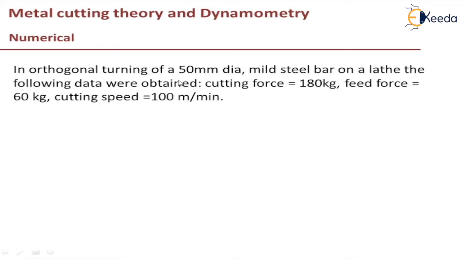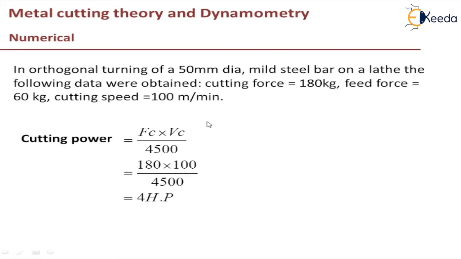In orthogonal turning of 50 mm diameter mild steel bar on a lathe, the following data were obtained. Cutting force is 180 kg, feed force is 60 kg, and cutting speed is 100 meter per minute. What is the motor requirement?